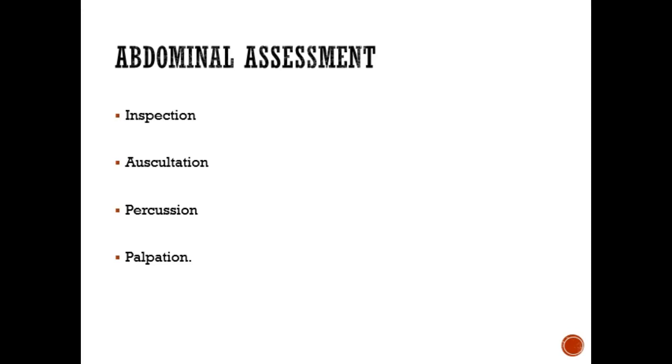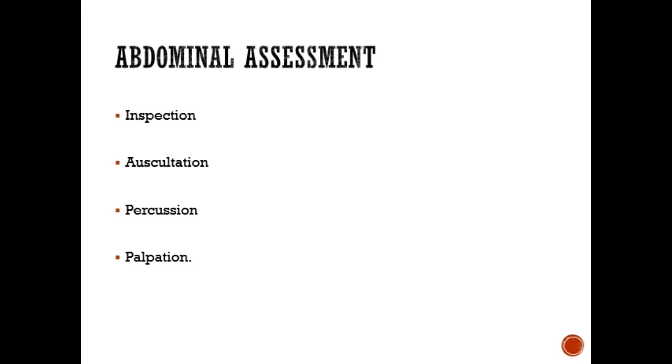The other thing I want to point out is that when you're percussing, you should hear tympany over a majority of the abdomen. You will hear dullness over any of the major organs, and that's going to help you identify and locate different organs. Dullness in other places though, could identify fluid within the abdominal cavity or any sort of abnormal mass. So it's good to note those.